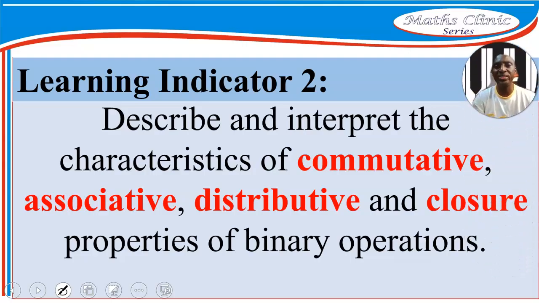indicator number 2, which is to describe and interpret the characteristics of commutative, associative, distributive, and closure. So we want to find out what is commutative, what is associative, distributive, and closure, all under this very indicator.